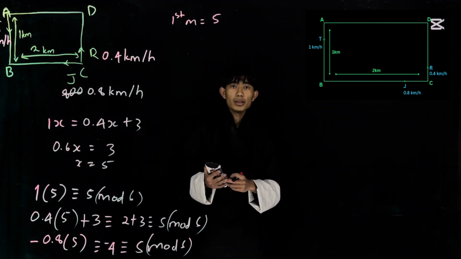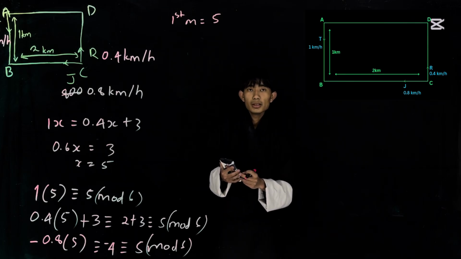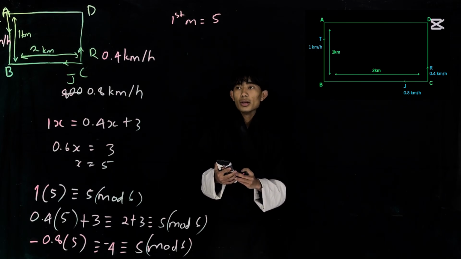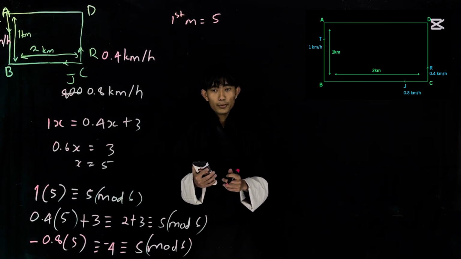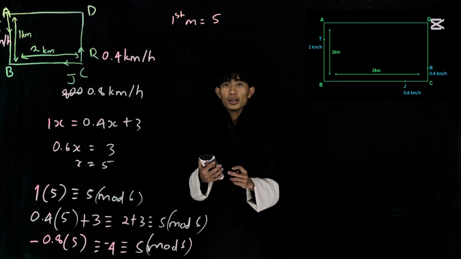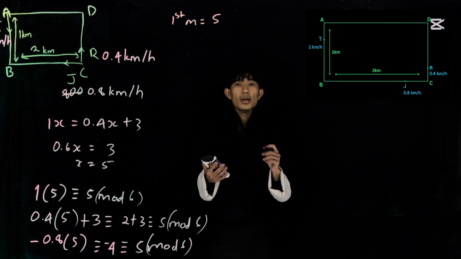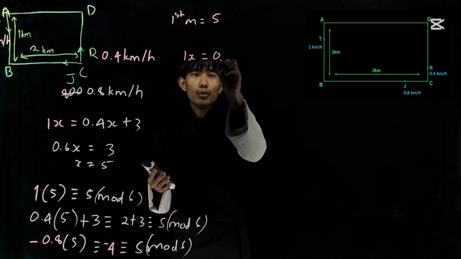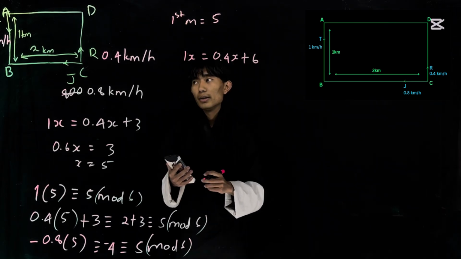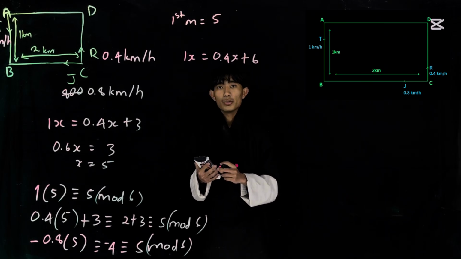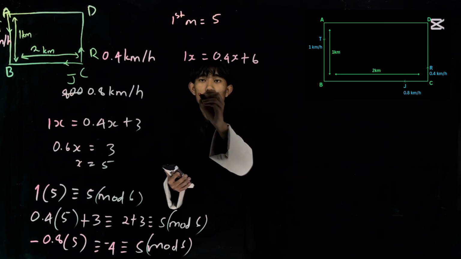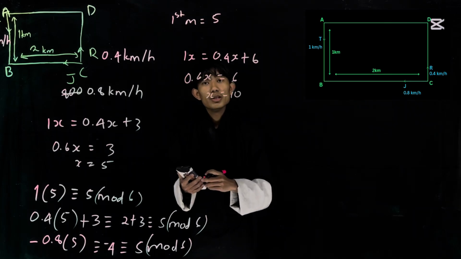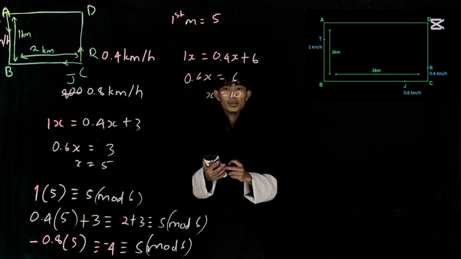Now we'll calculate the time required for the rest of their meetings. Now all three riders are at the same position. Similar to what we did before, we'll calculate the time required for Tandin and Roshan to meet again. But this time, for Tandin and Roshan to meet again, Tandin has to go around a full lap and catch up with Roshan. So his distance would be 1x, which equals 0.4x plus 6, which is the total perimeter of the rectangular track. So one lap is 6 kilometers. So we have 0.6x equals 6, so x equals 10. So Tandin and Roshan meet for the second time after 10 hours.